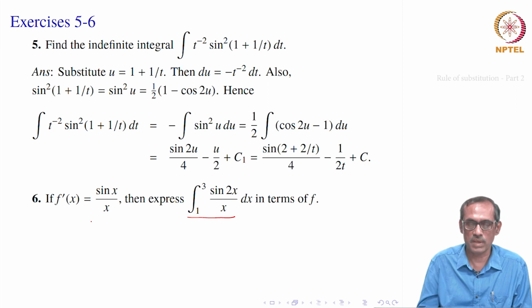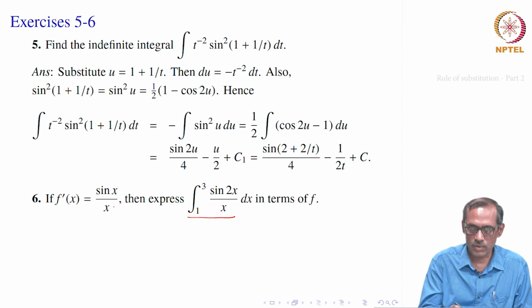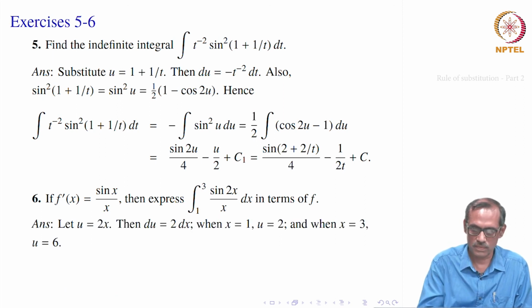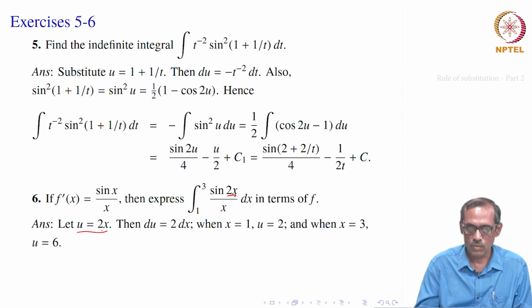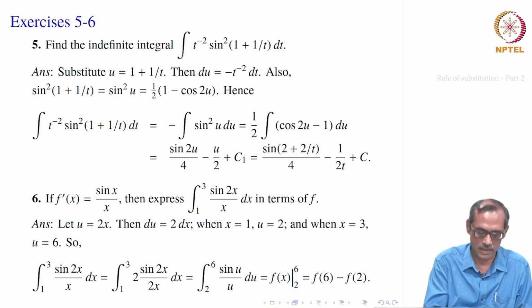So, it looks like the rule of substitution should help. Now, you want to express it in terms of f whose derivative is sin x by x. So, we should have sin x by x here first, then we can think what to do, right. So, let us take first sin 2x. So, let us take u equal to 2x. With that we have du equal to 2 dx, when x equal to 1, u equal to 2, and when x equal to 3, u equal to 6. It is just twice of that.